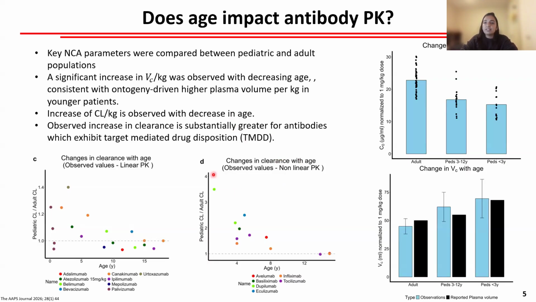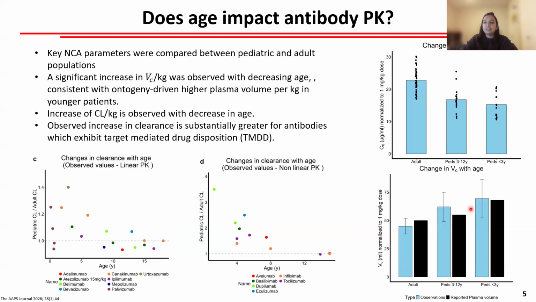First, we observed that the dose and body weight normalized C0 values were consistently lower in children than in adults. Correspondingly, the central volume of distribution was much higher in children as compared to adult populations on a per kg basis, which really tells us that there is a change in volume of distribution in pediatric patients as compared to adults, which goes beyond just size.